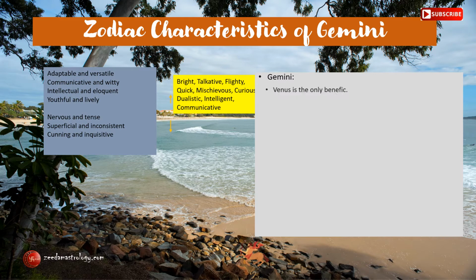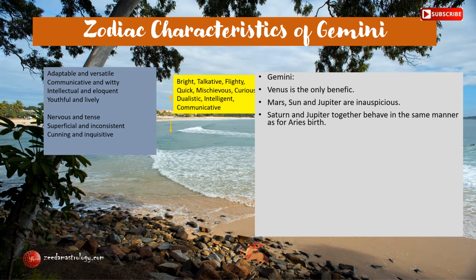But in Gemini, if you are a Gemini ascendant, Venus is the only benefic for you in your kundali. And Venus is the owner of the 12th house and the 5th house. Those are the houses that can give you losses or power. And then Mars, Sun, and Jupiter are inauspicious for the Gemini ascendant. And that could be anywhere unless they are functional benefics. Saturn and Jupiter together behave in the same manner as for an Aries ascendant, in that your creativity, your initiative, your want to do something, your gung-ho attitude is there if Saturn and Jupiter are together.